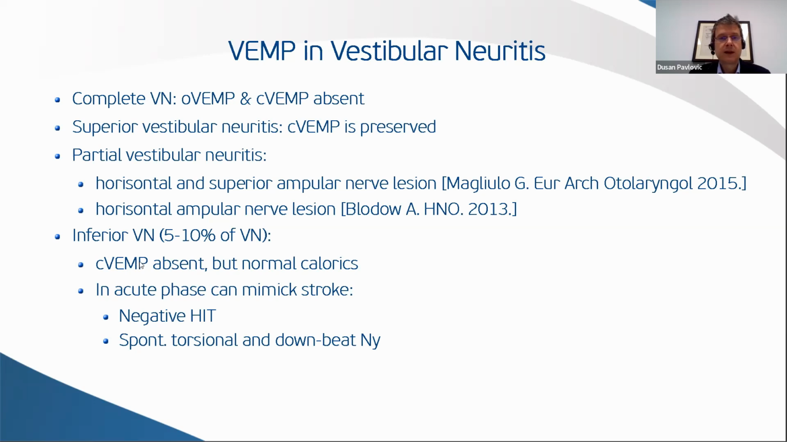CVEMP is absent, but the caloric test, which measures lateral canal function, is normal. And pay attention, patients with inferior vestibular neuritis in the acute phase can mimic stroke. Acute vestibular syndrome, but the head impulse test is negative, since the lateral canal works, the superior part of the vestibular nerve works. And those patients have a spontaneous torsional downbeat nystagmus, which pretty much looks like a central nystagmus.